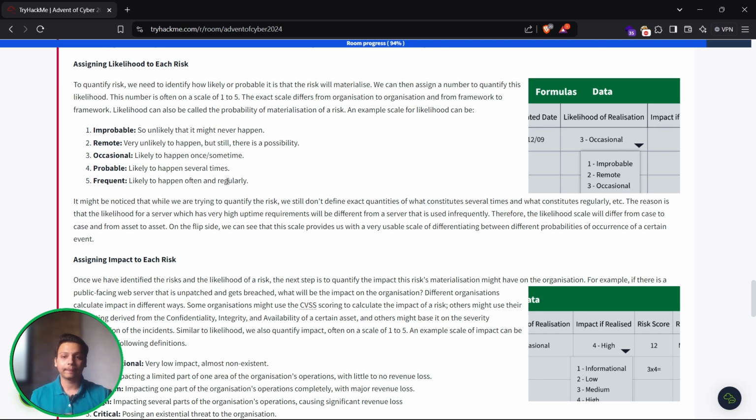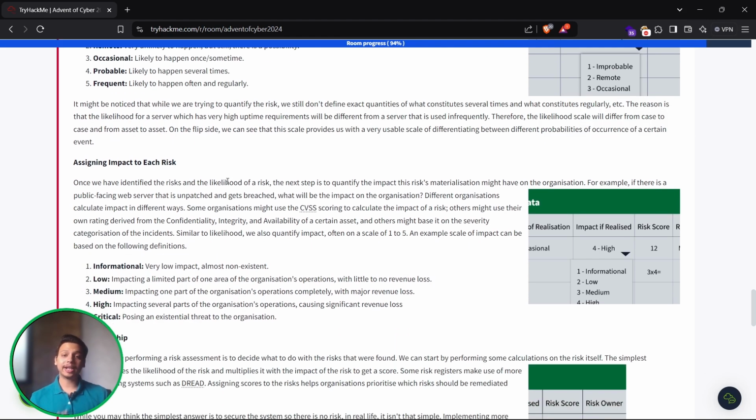For example, improbable: so unlikely that it might never happen. Remote: very unlikely to happen, but still there is a possibility. Occasional: likely to happen once or sometimes. Probable: likely to happen several times. Frequent: likely to happen often and regularly.